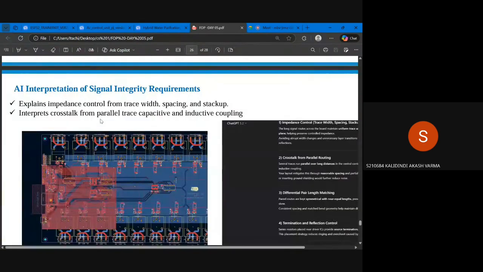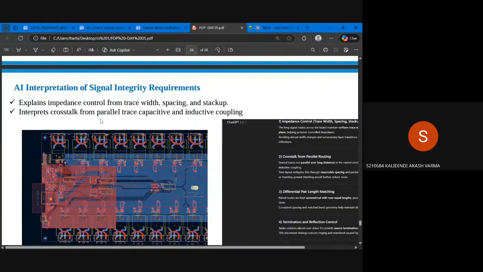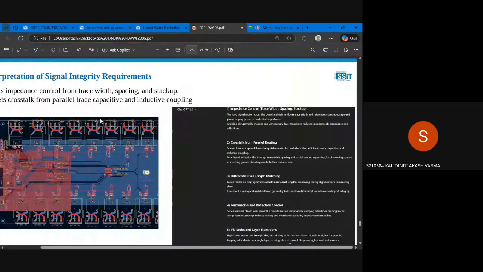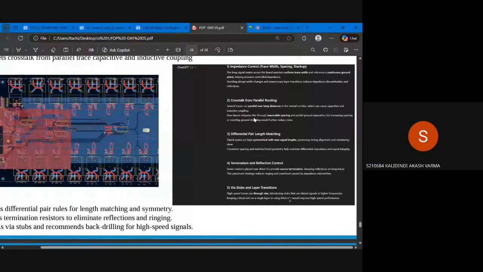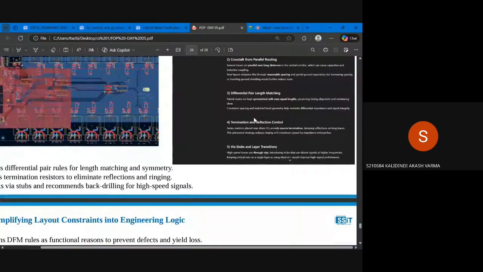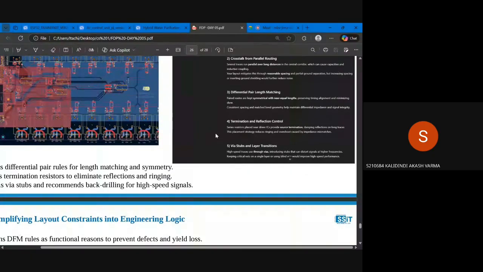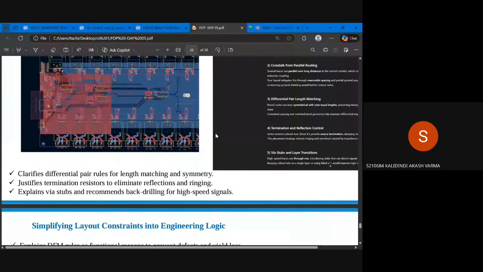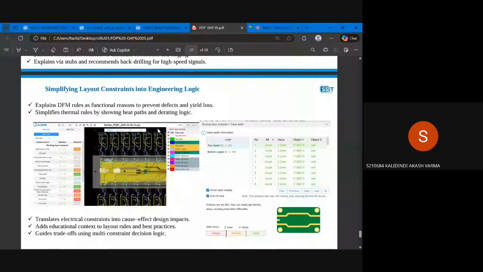At the same time, AI interpretation of signal integrity requirements. It will help us with impedance control, the track width, spacing and setup, and crosstalk from parallel routing. We already discussed parallel tracks, so it will be helpful for that. Differential pair, length matching, and wire suggestions. So everything is happening with AI nowadays, simplifying layout constraints into engineering logic.